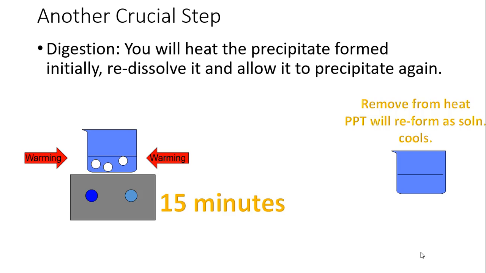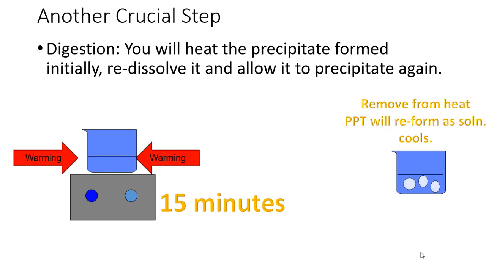And then there's another crucial step, and we call it digestion. What you do is you heat the precipitate and redissolve it. And what that does is it ensures complete precipitation of all of your calcium oxalate. So we're going to warm this up. You'll see the precipitate start to kind of disappear or fade, right? It dissolves. You heat it for 15 minutes.